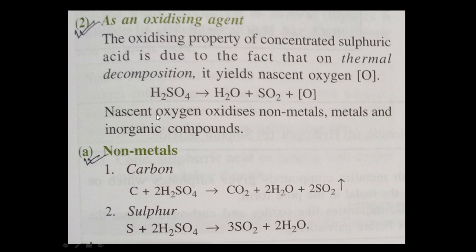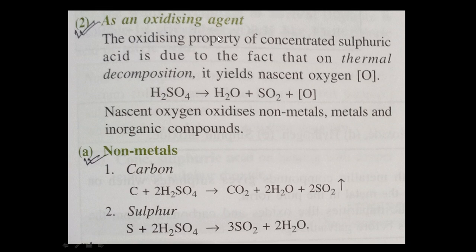Nascent oxygen, where nascent means atomic oxygen in atomic form, oxidizes non-metals, metals, and inorganic compounds. So the capacity of this nascent oxygen is that it can oxidize non-metals, metals, and inorganic compounds. As a result of this nascent oxygen, sulfuric acid is termed as a powerful or strong oxidizing agent.